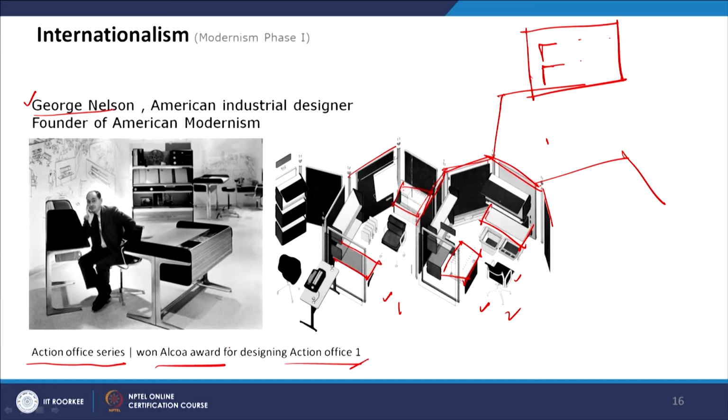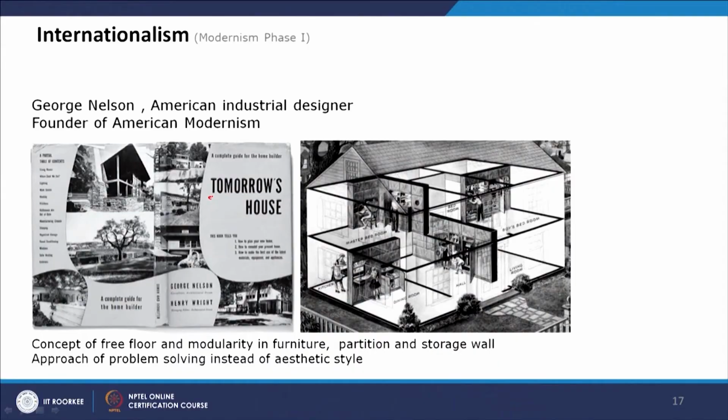This is a design catalog, so different kinds of offices will purchase different kinds of cubicles. Action Office 1, which is the first design of his, won the Alcoa Award for the new concept. Right now these concepts are very common in offices, but when he first visualized this concept of modularity and customizable elements within the module based on need, which fits into the contemporary internationalist style of free space, it was a very innovative approach. That's why he is very much celebrated in the industrial design fraternity, and he's the founder of American Modernism.